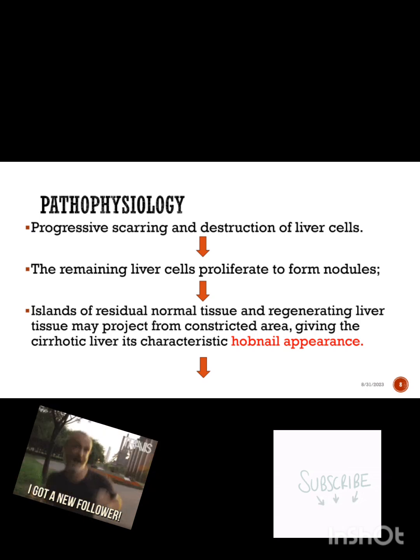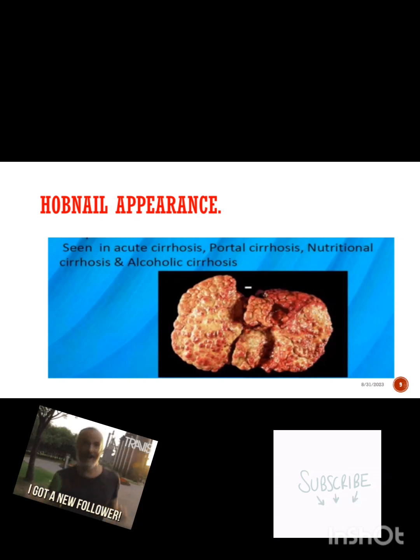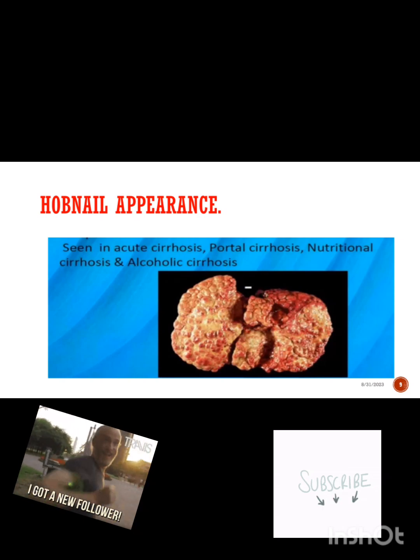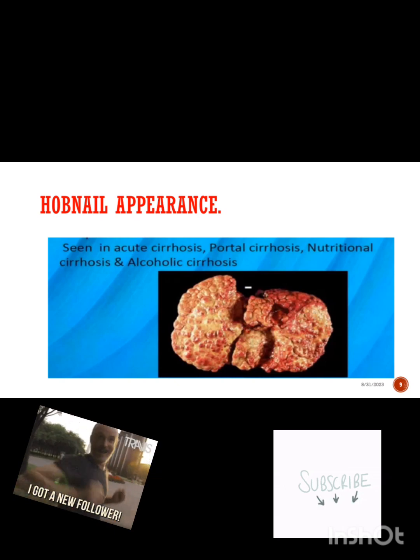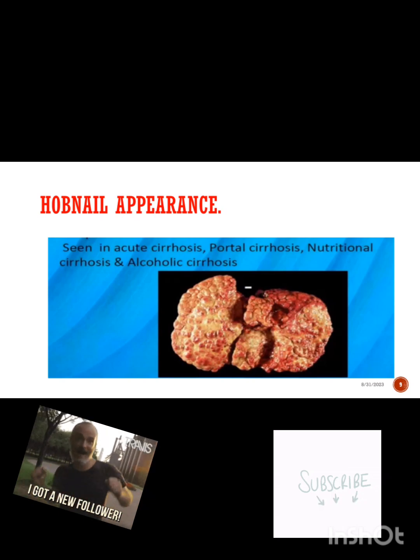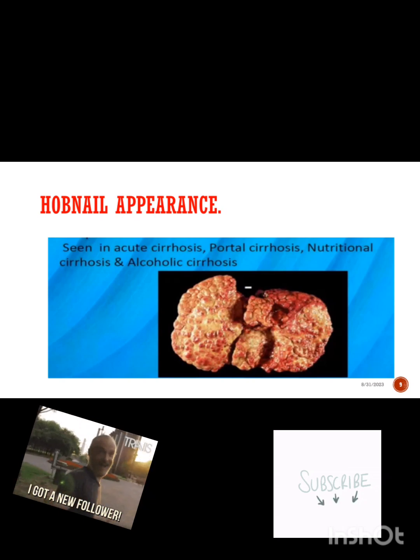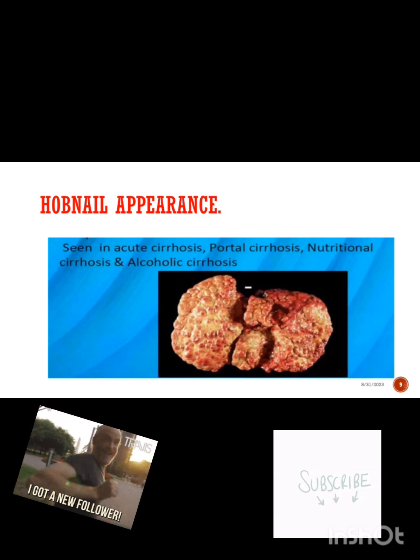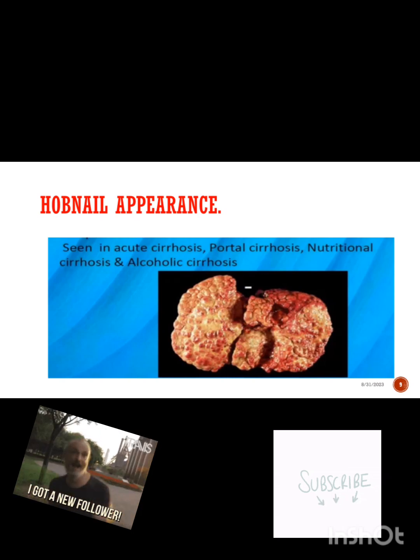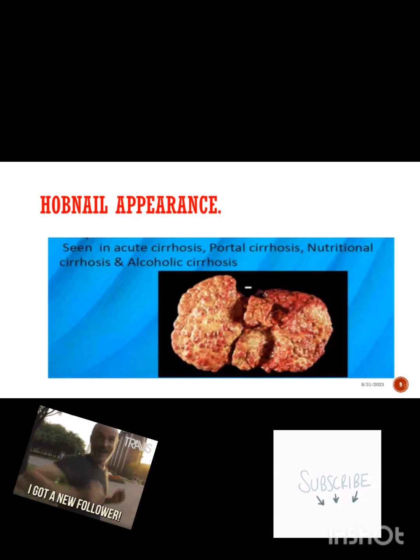Okay, so this is a diagram of how that hobnail appearance looks like. You'll find that in between those dead or scarred tissue of the liver, you have normal tissue growing, so you have that characteristic appearance. Okay, and this one is mostly seen in portal cirrhosis, nutritional cirrhosis, alcoholic cirrhosis, as well as acute cirrhosis.